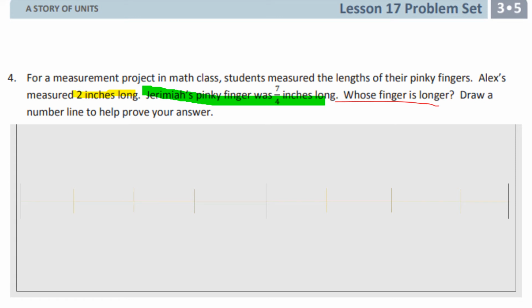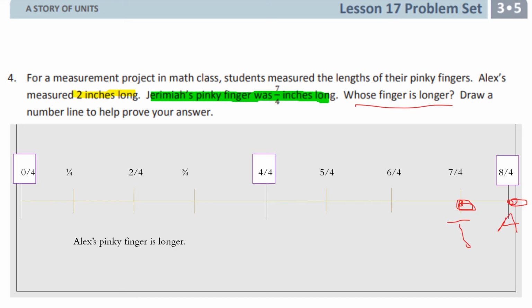Remember, this is a word problem, so word problems require a sentence to get that full answer, especially since it asks whose finger is longer. All right, I'm going to go over the answer.